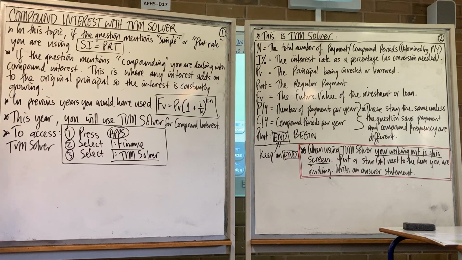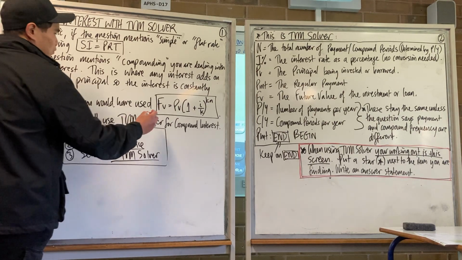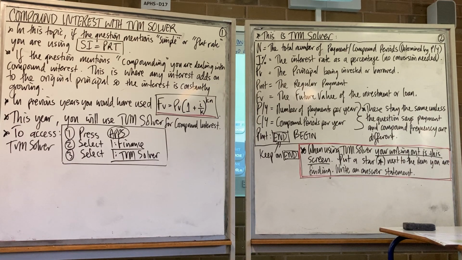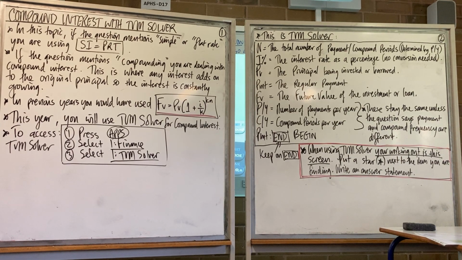In previous years, you would have used this formula. I taught a lot of you in year 11. You would have hammered that formula. But this year, we're going to use TVM solve for everything. If it says compound interest, you're going to use this same app over and over again. You need to try to get fast with it, because if you are fast with it, then it's no issue, okay?